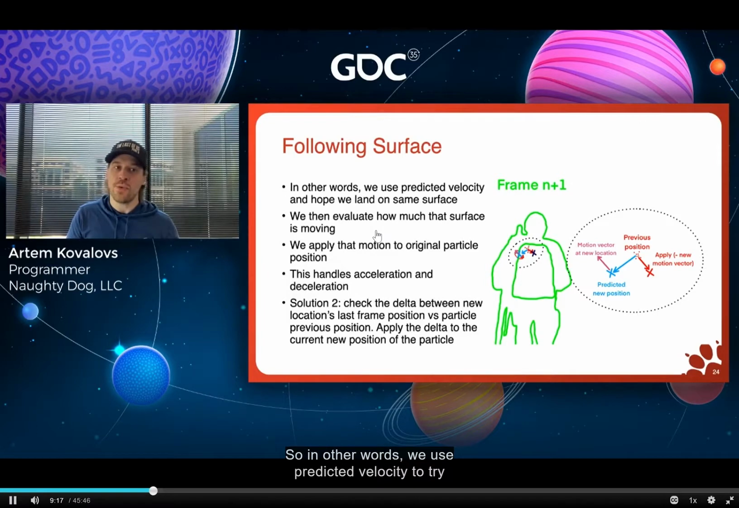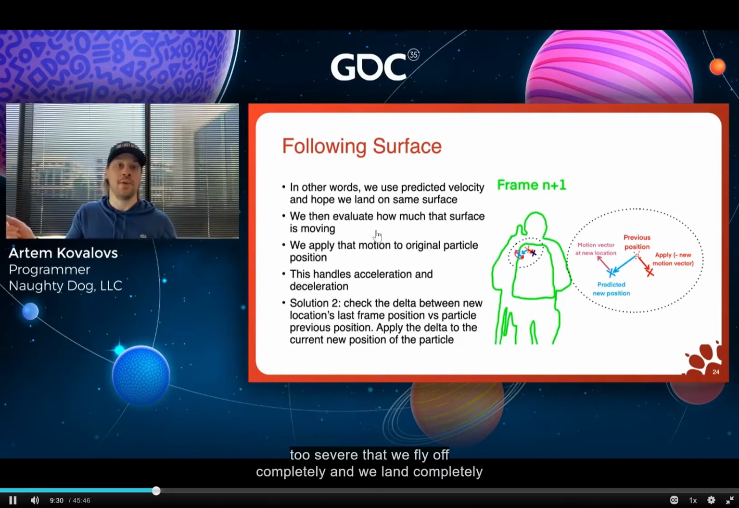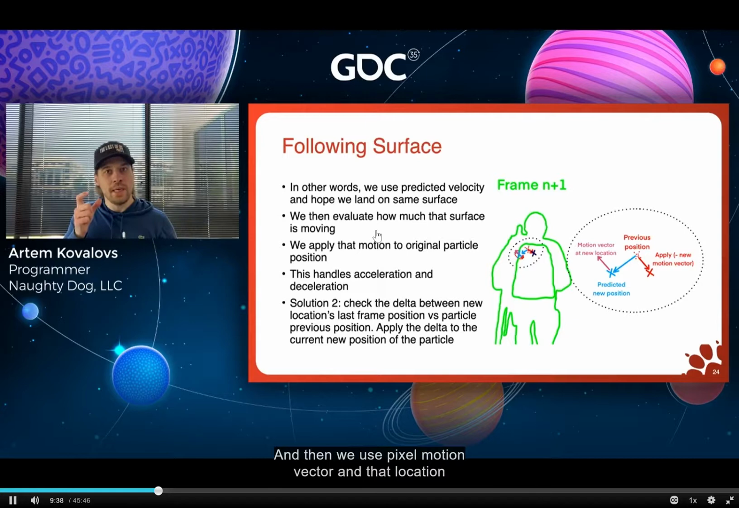So in other words, we use predicted velocity to try to land on the same surface we were on before, right? And hopefully the deceleration is not too severe that we fly off completely and land in a completely different location. That is possible, but hopefully it's not that bad, right? And so we land on the same surface, and then we use the pixel motion vector at that location to figure out how much the surface is really moving this frame.